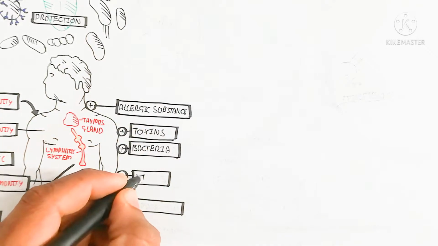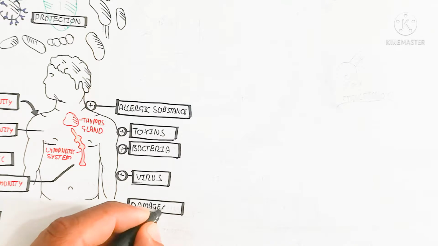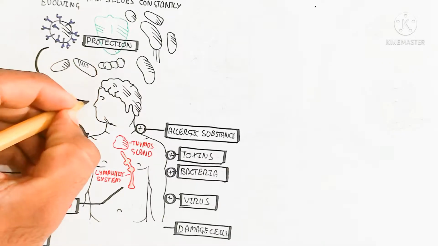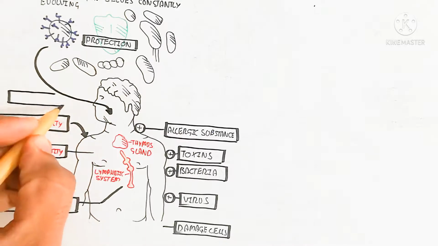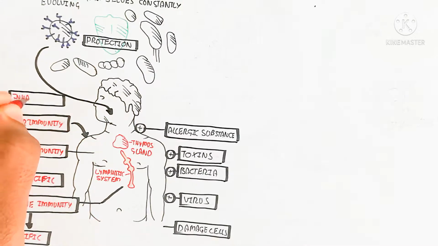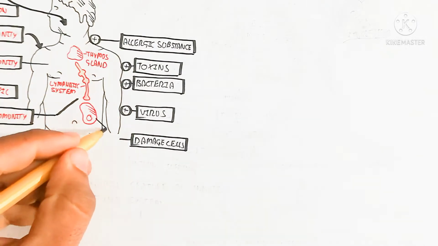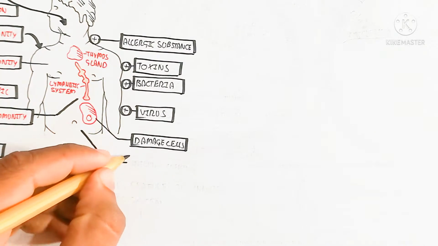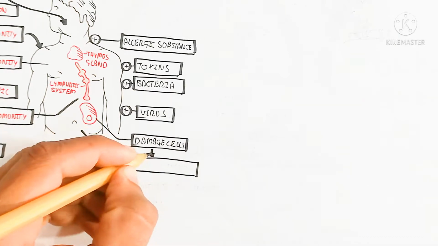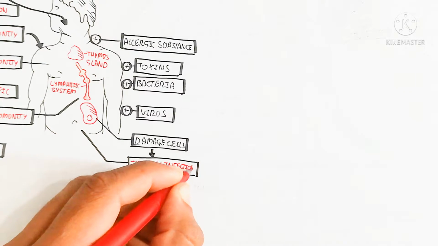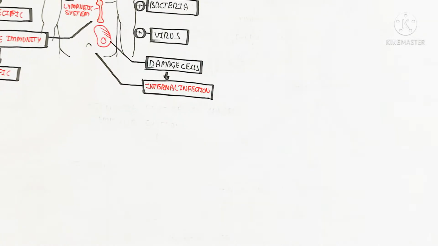So here the allergic substances can stimulate the immune cells, as can toxins, bacteria, virus, and damaged cells. There are many things which can stimulate the immune system to combat and fight against these substances. And damaged cells also produce inflammatory mediators and internal infection. For example, a cancer cell can be killed through a T cell.